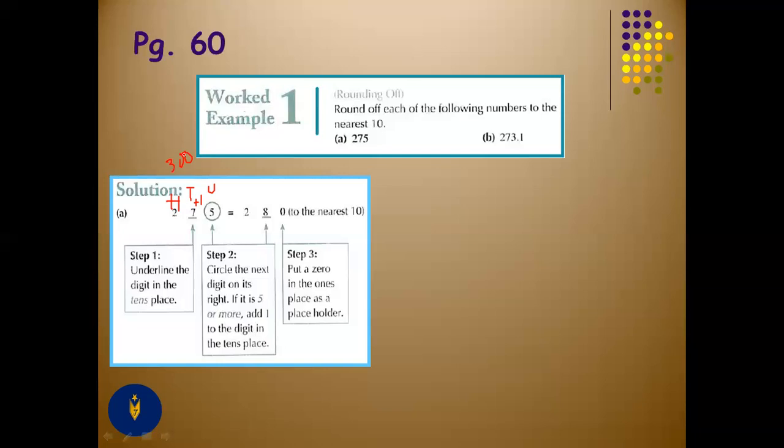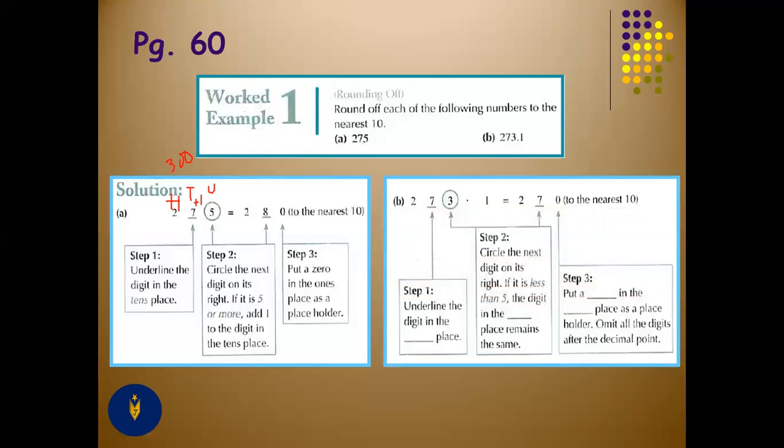Next part is 273.1 to the nearest 10. So first step: if a number has decimal places and you have to round to the nearest 10, nearest 100 or nearest 1000, you have to just ignore all decimals and the values after the decimal. There is no need for them. The process will be the same. When you are rounding decimal numbers, just ignore the decimal and the digits after it, and work on the values before the decimal. So unit, 10, 100.